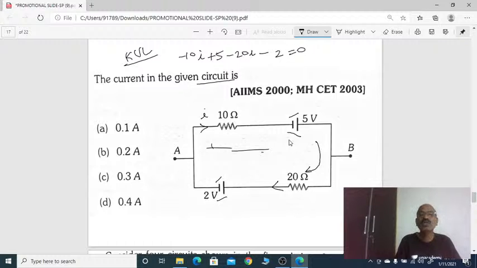That's it. So 10 minus 30I equals 5 minus 2, 3. That 3, take that side, it will be minus 3. Minus minus cancel, and you will get I equal to 0.1 ampere. Yes, option A is the correct one.